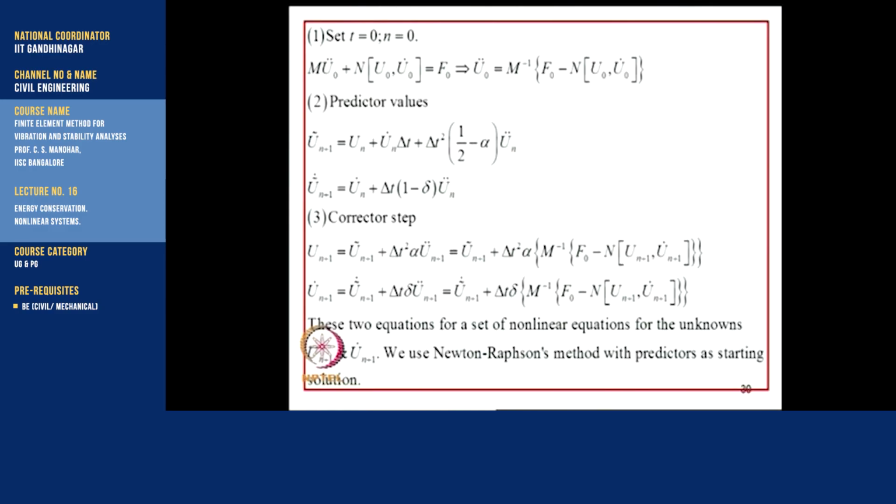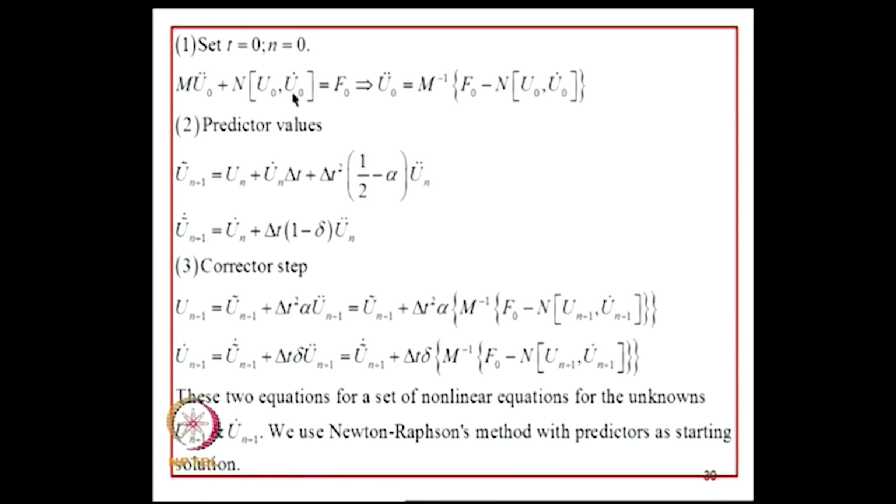Now, how do we implement this method? We set t equal to 0 and n equal to 0. So, at t equal to 0 the initial displacement and velocity are known, and using the equation of motion I derive the initial acceleration. Now, the predictor values: n is 0, therefore u1 tilde will be u naught plus u naught dot delta t plus delta t square u naught double dot, times this term. So, all these terms are known. Similarly, u tilde dot 1, because n is 0, is u dot naught plus delta t times 1 minus delta times u double dot naught, that is known. So, that is what I meant, predictor values will be known when you enter this step.